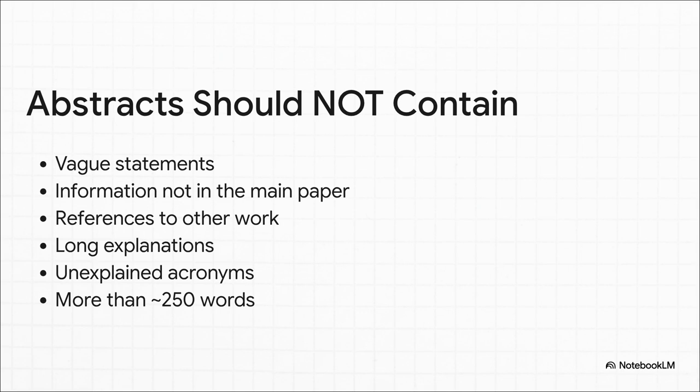Vague statements, mentioning stuff that isn't even in the paper, those are immediate turnoffs. But one of the biggest no-nos is references. Your abstract has to stand completely on its own. And of course, keep it short and sweet. That 250-word limit is there for a reason.